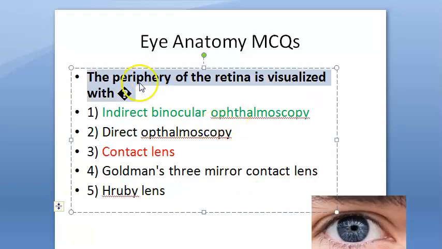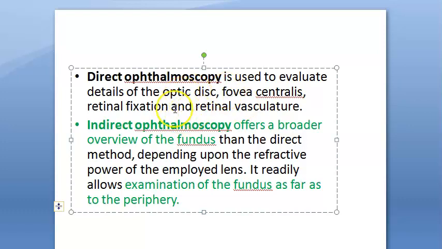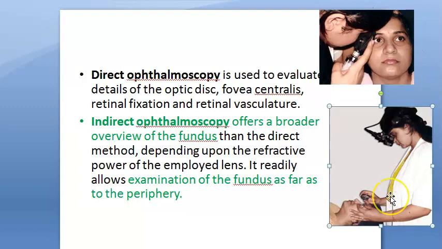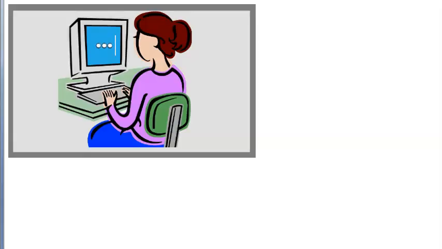If it was the center part of the retina, you could have said direct ophthalmoscopy. See here they are saying central part, optic disc and fovea centralis, all that, direct ophthalmoscopy. But if it is peripheral, then you can go for indirect ophthalmoscopy. This is direct ophthalmoscopy and this is indirect ophthalmoscopy, okay. Let's just take a few more questions and close this video.